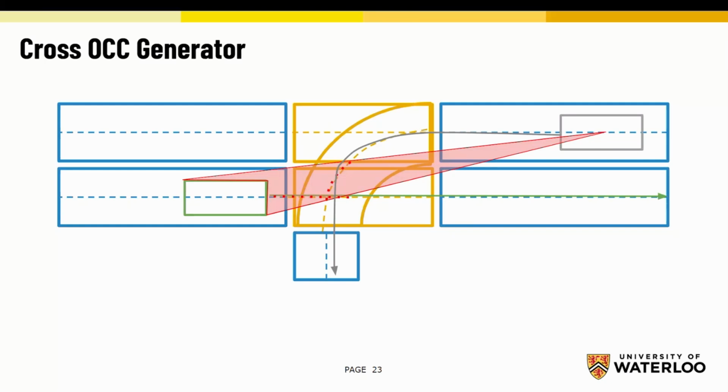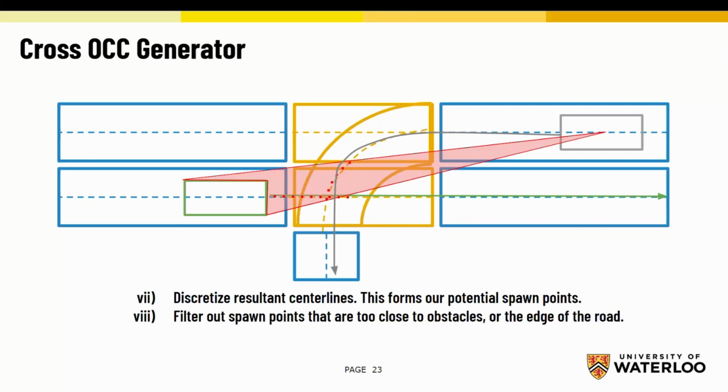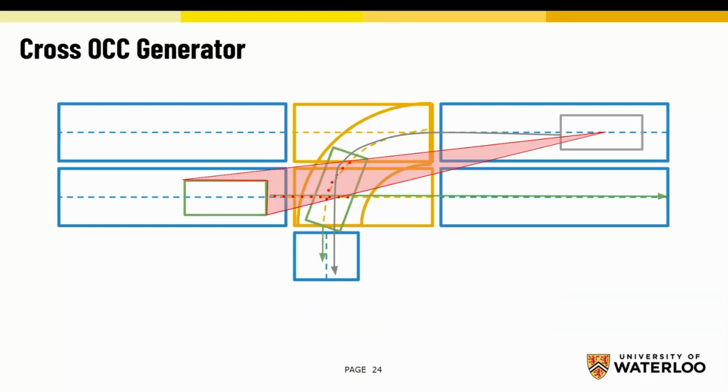And since lines aren't useful for us, we want points. We discretize those lines. And these new spawn points are the ones that we're actually going to try and inject something in. We filter out the spawn points that are too close to other obstacles, like the edge of the road. And then we start testing.